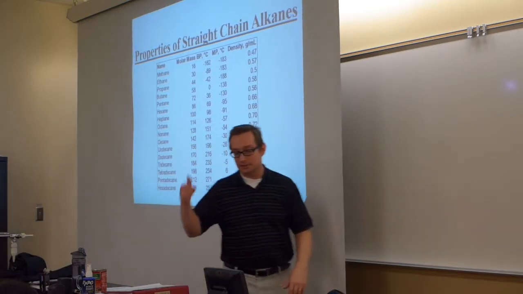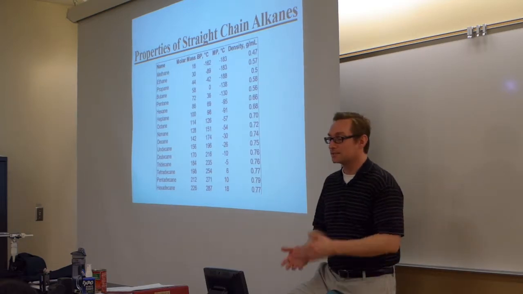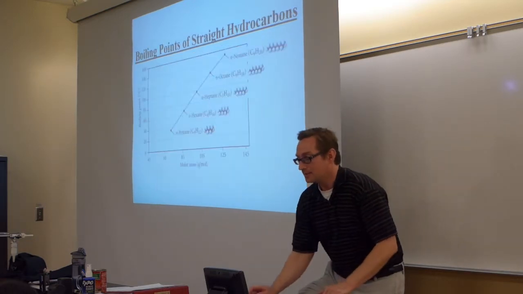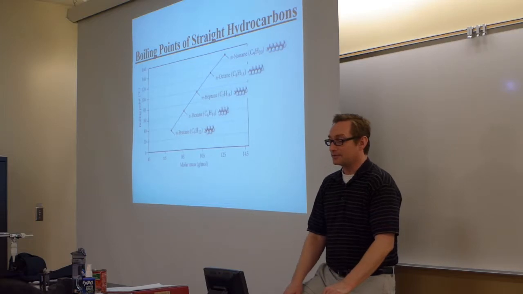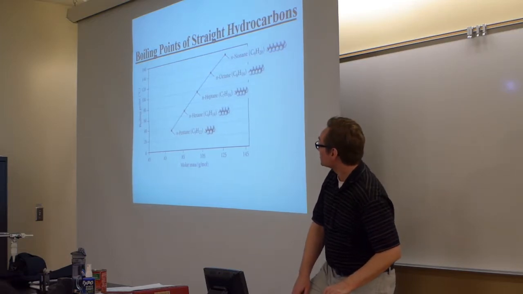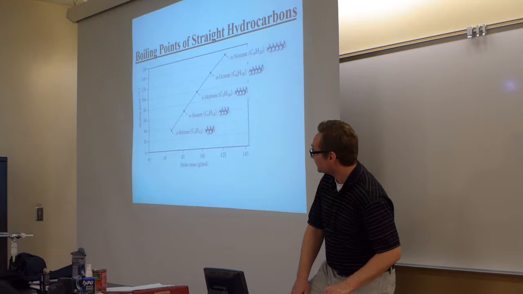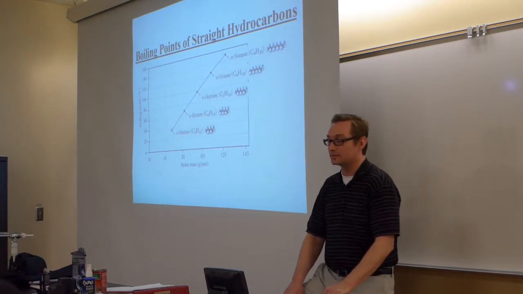Okay, so this just shows the extent of the dispersion forces and how you can distill based on the boiling points. Here's just a graphical diagram showing the same thing. Nonane has 9 carbons, pentane only has 5. Molar mass gets higher, so does the boiling point.